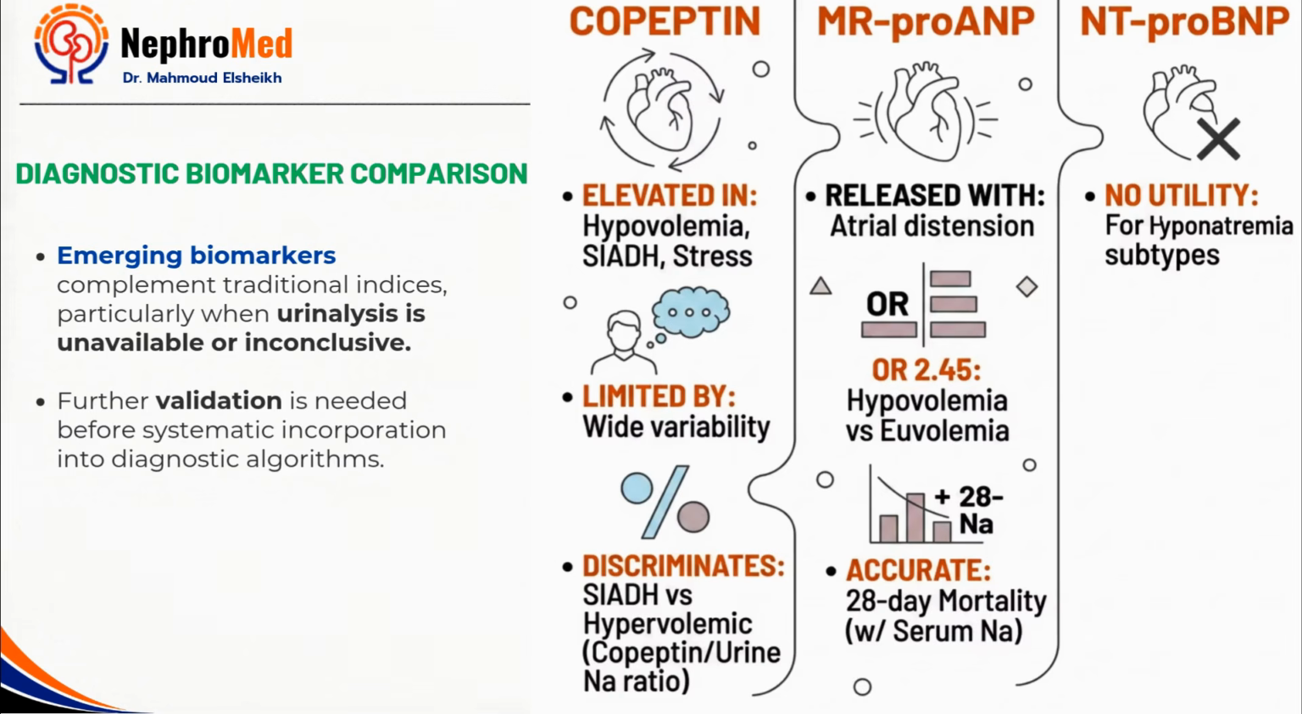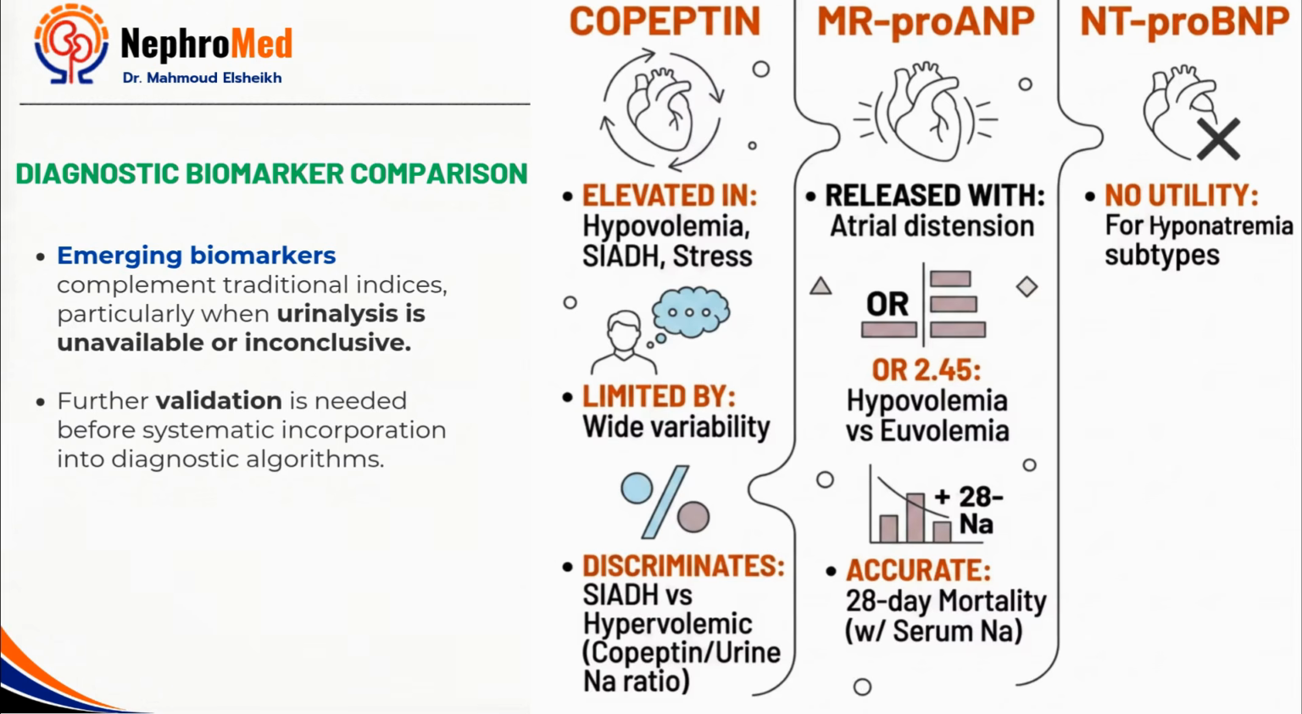As our understanding of hyponatremia evolves, interest in biomarkers has expanded significantly. These biomarkers are not intended to completely replace traditional tools, but rather to complement them, especially in difficult or equivocal cases. One of the most studied biomarkers is copeptin, which we mentioned, released alongside vasopressin, making it an indirect marker of AVP activity. It tends to rise in hypovolemia, SIADH, and physiologically stressed states. However, the major limitation is wide biological variability, which reduces standalone diagnostic reliability.